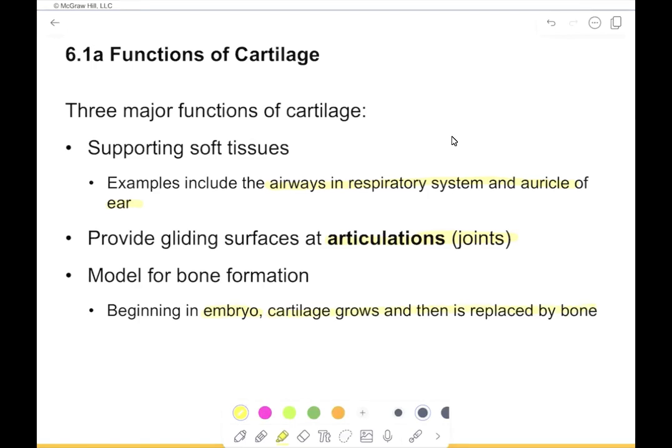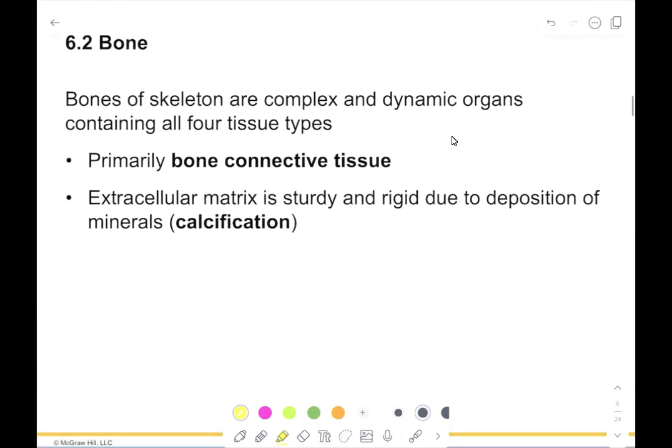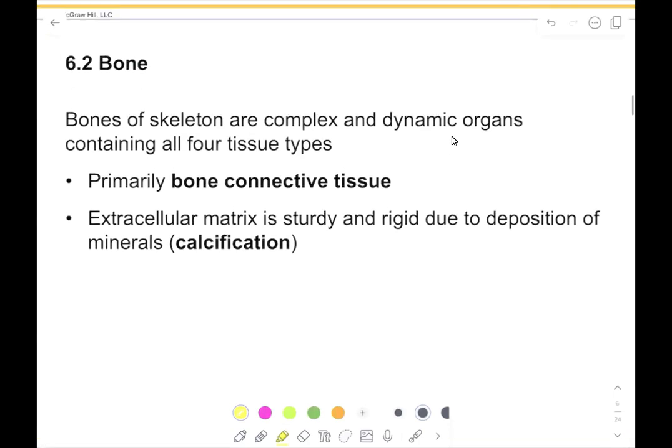However, there are areas of the body where the hyaline cartilage remains, for example, the articular cartilage at the ends of long bones, as well as the costal cartilage. And the other areas of the body are, of course, replaced by another type of connective tissue, which is bone. Bones of the skeleton are very complex and dynamic organs containing all four tissue types, which is what, by definition, remember, makes them an organ. So it's primarily bone connective tissue.